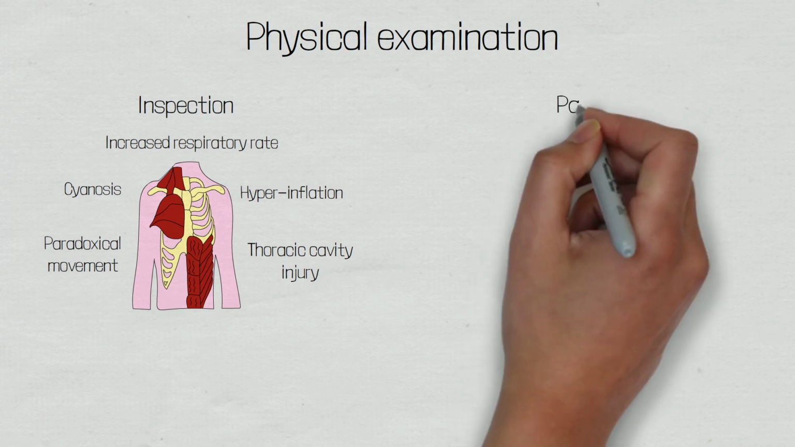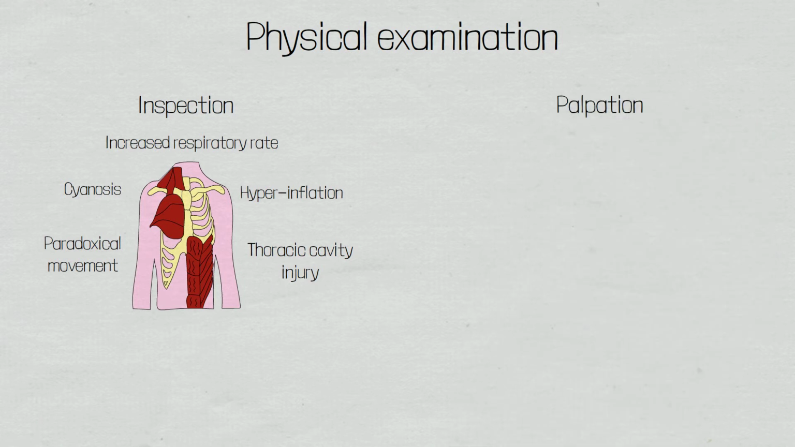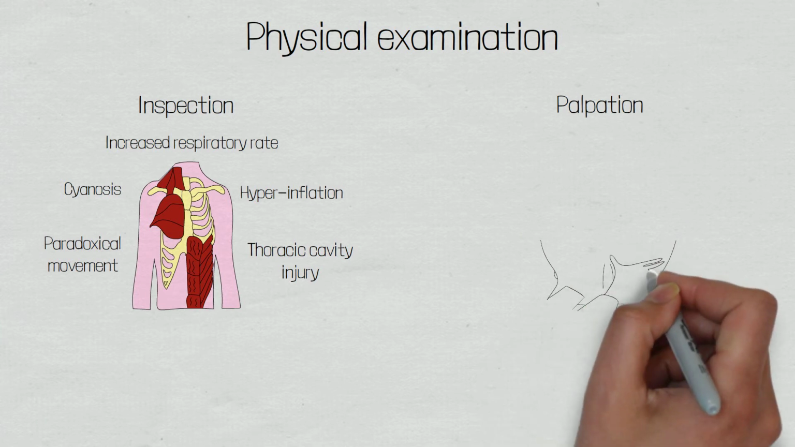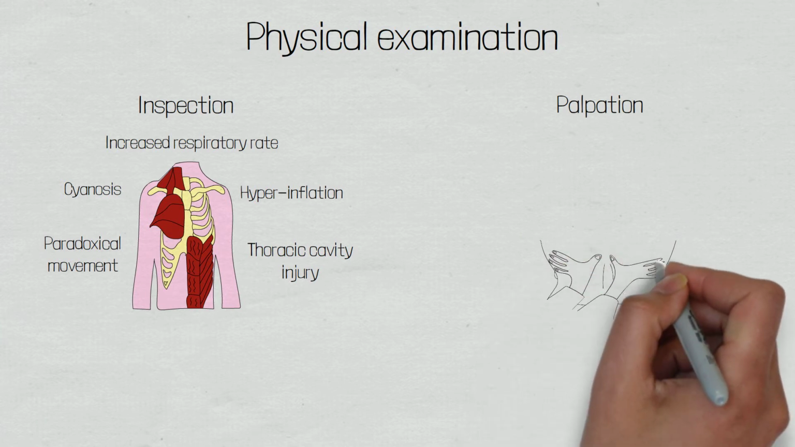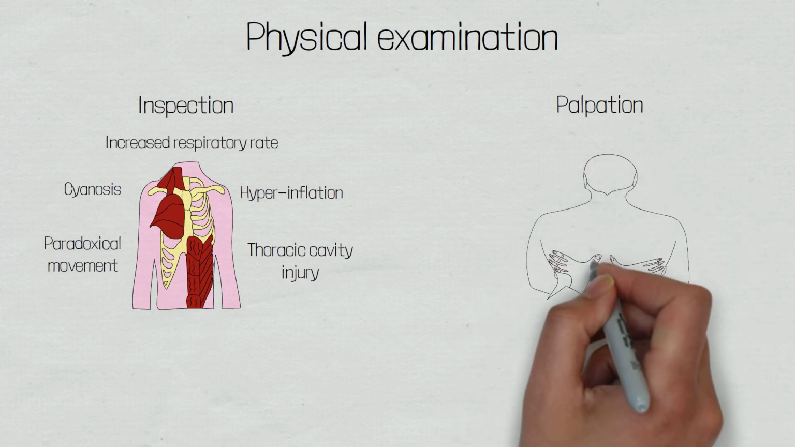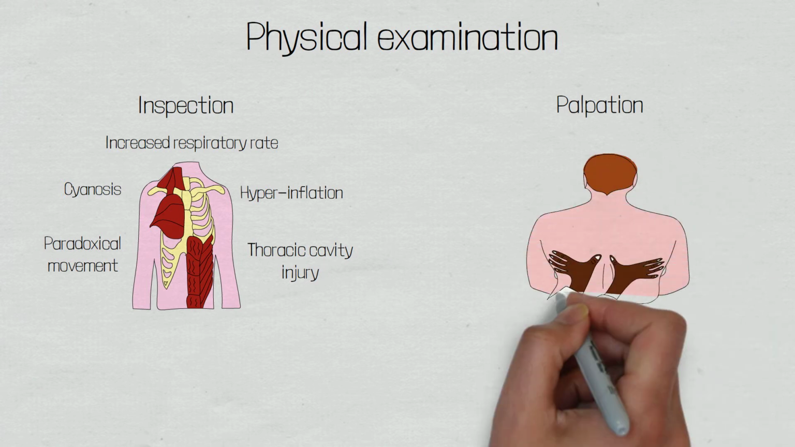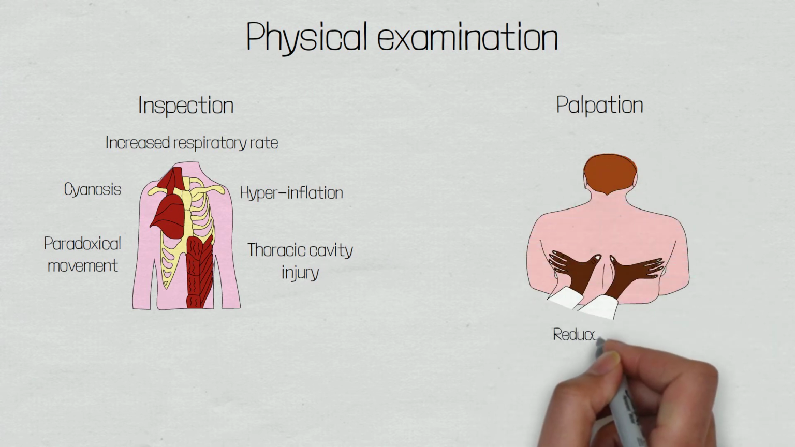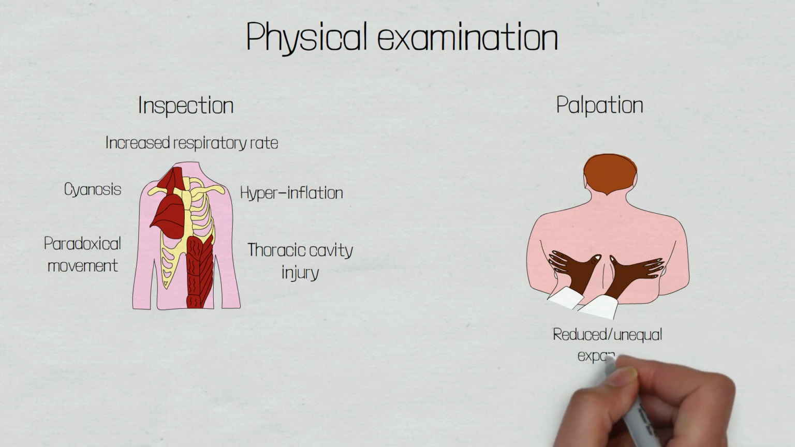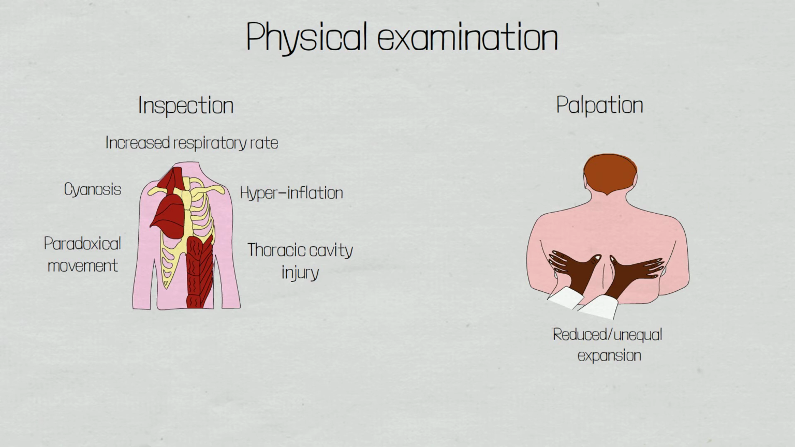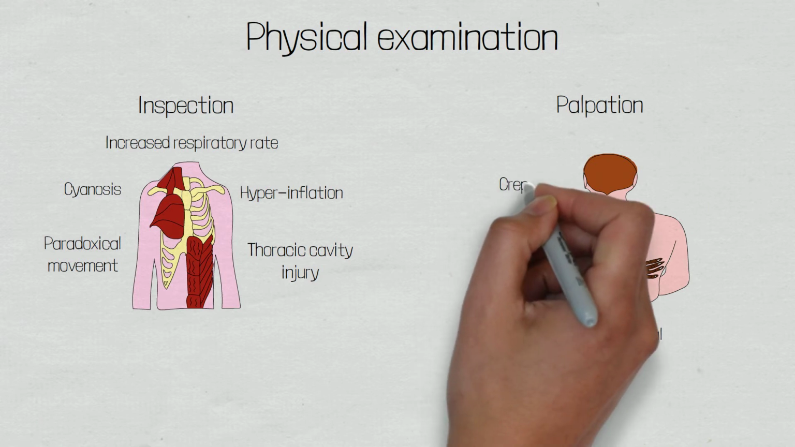When palpating the thoracic cavity, you may notice that there is unequal expansion of the chest wall as the patient breathes in and out. This is because the side of the pneumothorax has reduced ventilation and therefore will not fill with air and expand. You may also be able to feel any injuries such as broken ribs and crepitus.